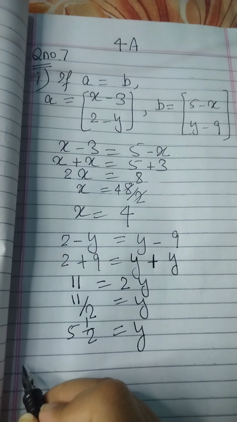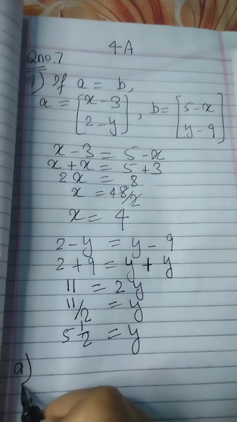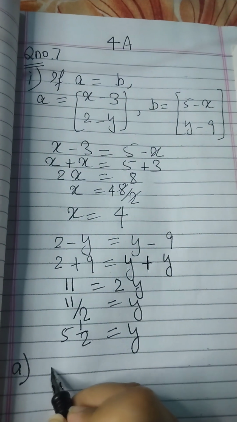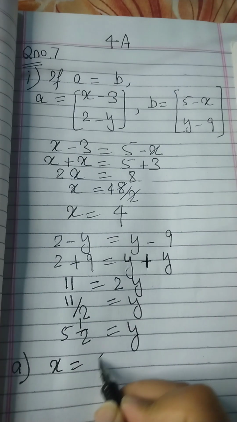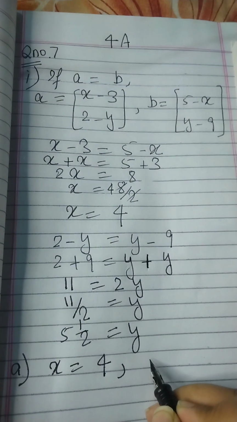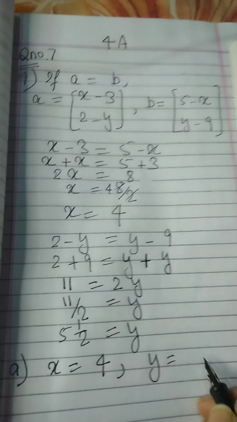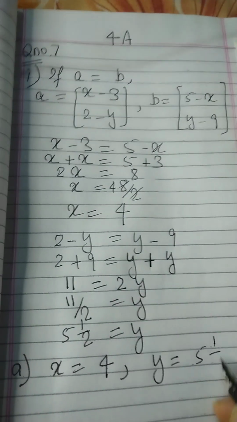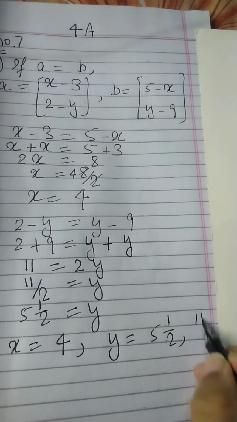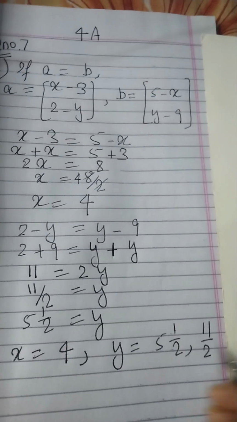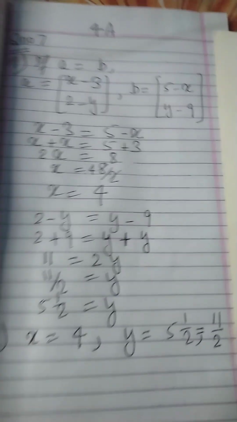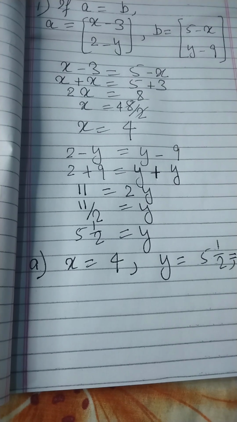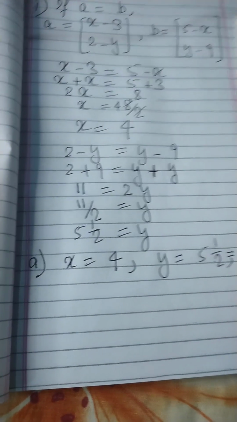So the solution of the first part is x equals 4 and y equals 5 and 1 over 2, or 11 by 2. Both are equal. This was the first part. The second part is to write down the negative of a as a column vector.